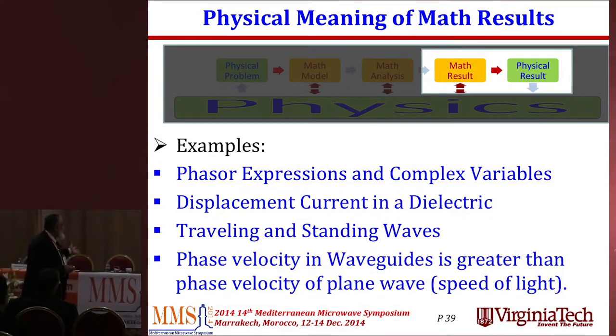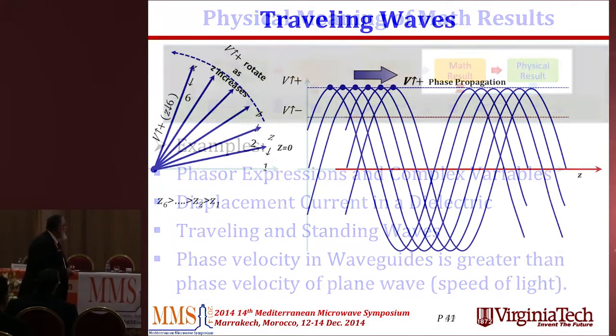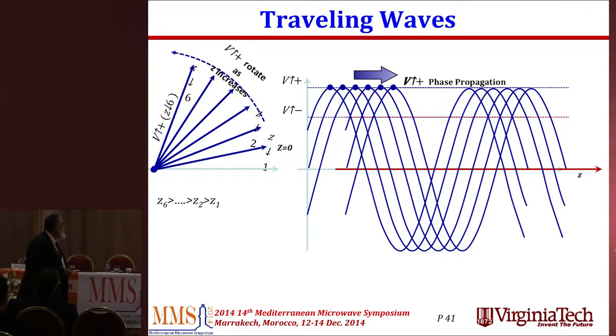And here are some examples of mathematical things that we do and we don't convert to physics. Physical expressions and complex variables. We get lots of answers in terms of complex variables. It's not real, it's not physical. Phasor expressions, again, not real, not physical. Displacement current in dielectric, traveling and standing waves, phase velocity. I'm giving you some examples of things where we get mathematical results and we need to translate that into physical insight. So I'll go into some examples.